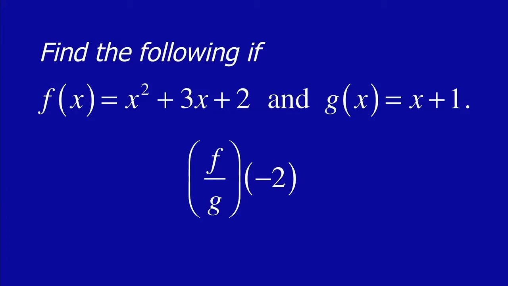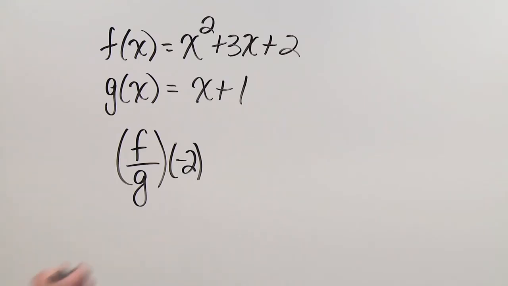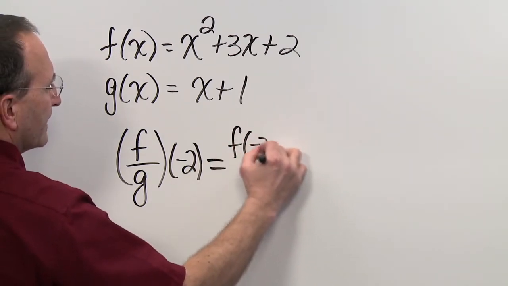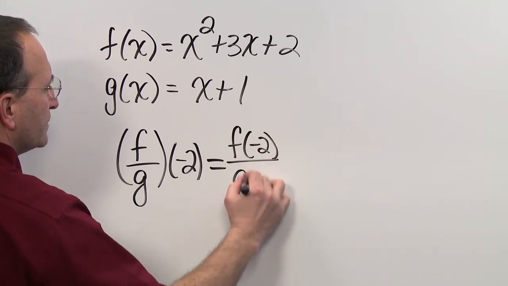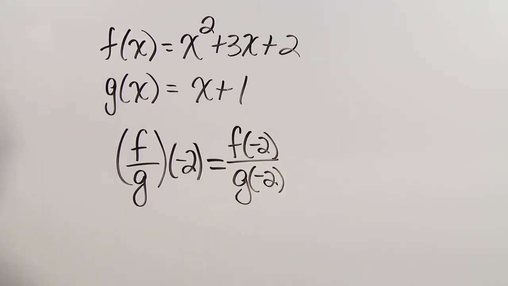Find the following if f of x equals x squared plus 3x plus 2 and g of x equals x plus 1. F divided by g of negative 2. So we begin by writing that f divided by g of negative 2 is equal to f of negative 2 divided by g of negative 2.